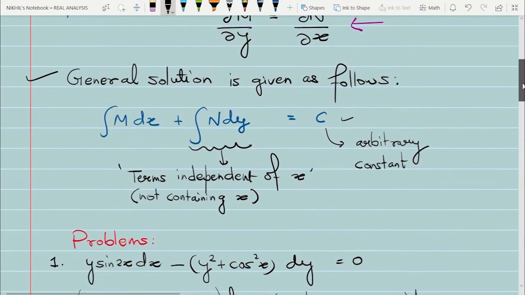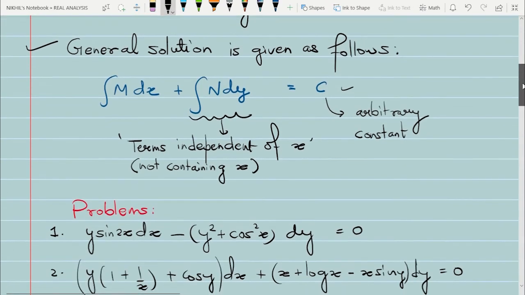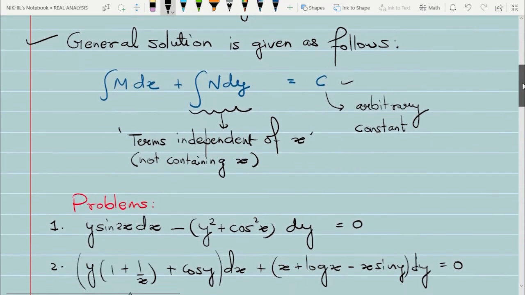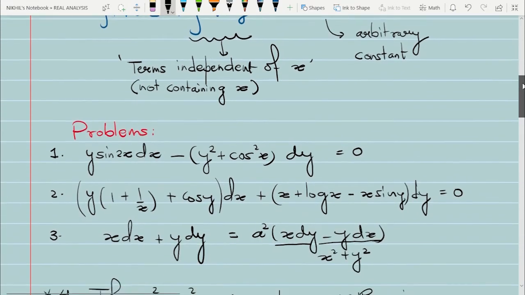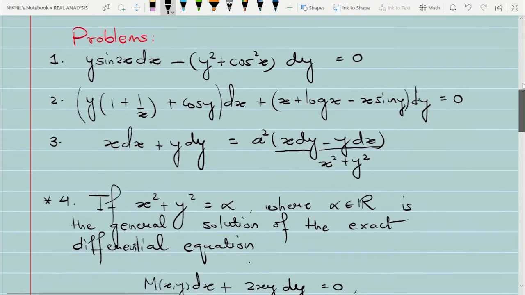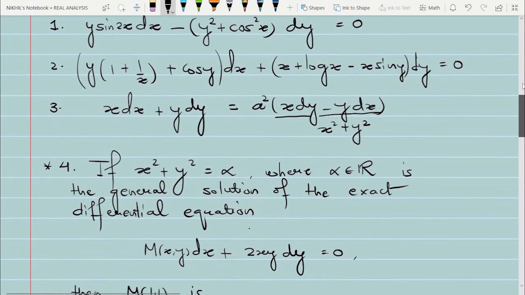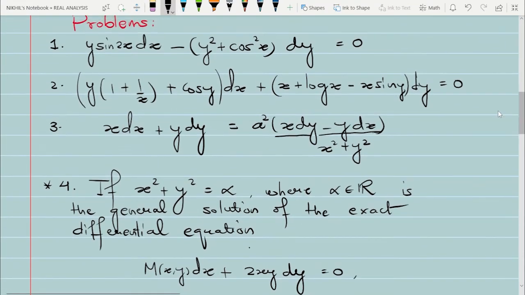Now let's move ahead with the problems of the day based on exact differential equations. Very interesting problems. Today I have chosen 4 problems. You can easily see them one by one. Particularly the first and second problems are just exercises. I have given these simple problems so that you can easily recall the method and solve them, although the second is an interesting one.